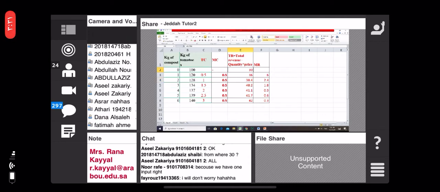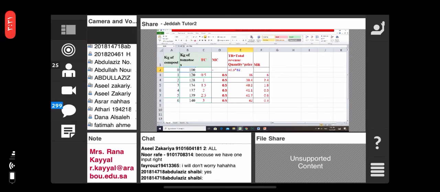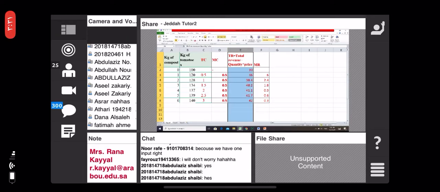This 30? Who asked me about 30? Yes, one and potato compost. Inshallah. Abdelaziz, this 30, you're talking about it. Where did it come from? The one in the total revenue, this one. Okay. The 30, it's the total revenue.